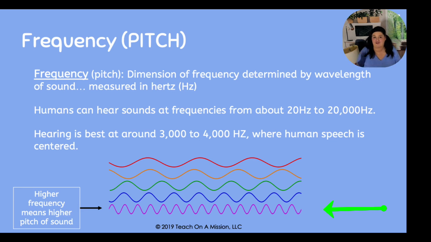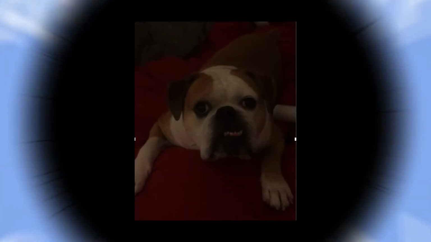And then there are these long wavelengths, meaning that the frequency is lower, and it means people make low-pitched sounds, or a growl of a tiger, or like my bulldog Lulu when she snores or growls. Well, here, let me just show you.